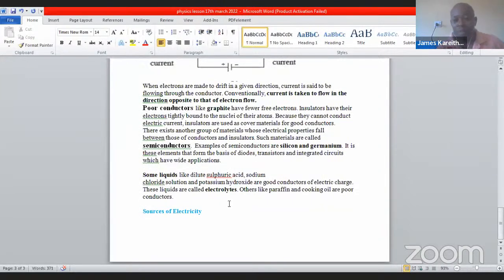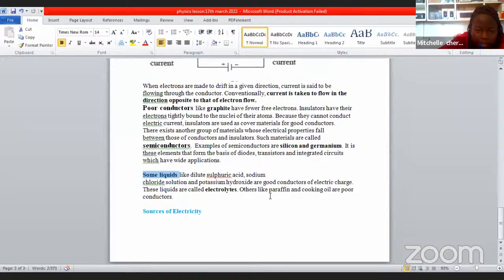flow of electrons. Let me ask Michelle Cheruto, 2178. I'm on the screen. Can you read from that point? Some liquids like dilute sulfuric acid, sodium chloride solution, and potassium hydroxide are good conductors of electric charge. These liquids are called electrolytes. Others like paraffin and cooking oil are poor conductors. Very good. It is therefore important for a student to understand that point very clearly.